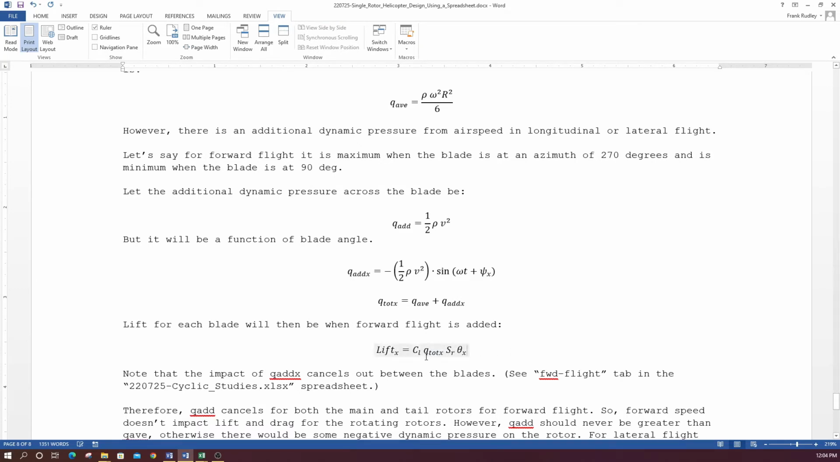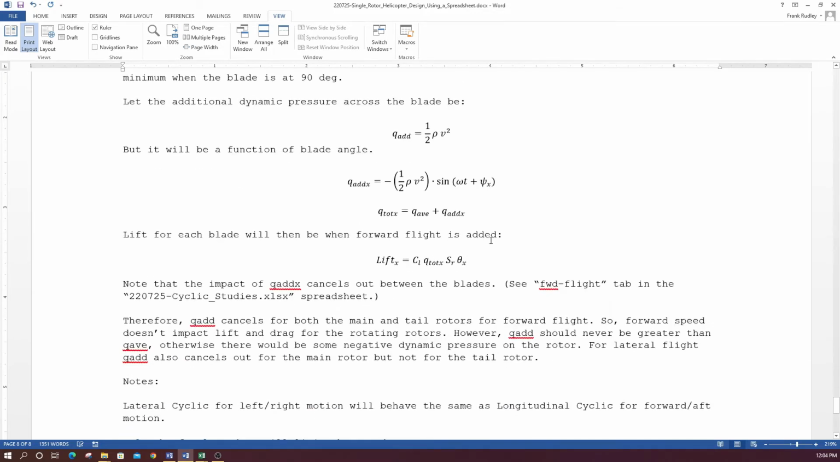So, but anyway, QTO2X winds up just being equal to Q average, because this Q add X winds up being 0. Now, when we look at the drag, say on the fuselage, then this comes into play, and this is what we're trying to cancel with, say, the longitudinal X force in our rotor. So we're going to look at this a little bit on our spreadsheet.